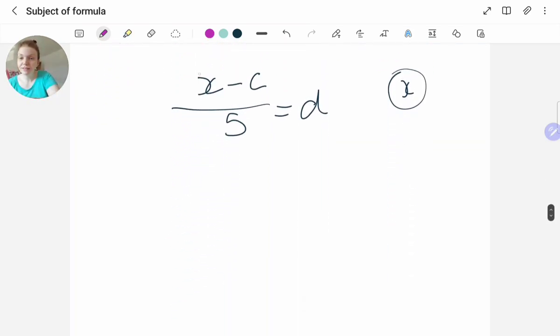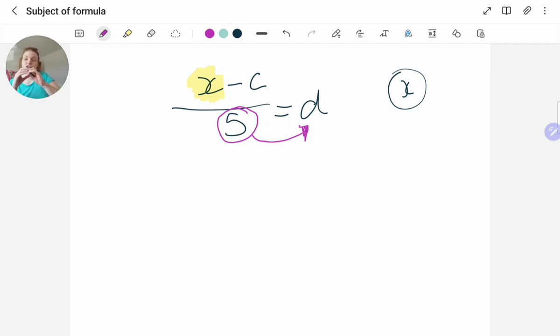Okay? Let's try this one. So this is a wee bit harder again. So there's our x, and we want it to be the subject of the formula. So what we're going to do is we are going to move the 5 on the bottom first, okay? So we're going to take the 5 across.